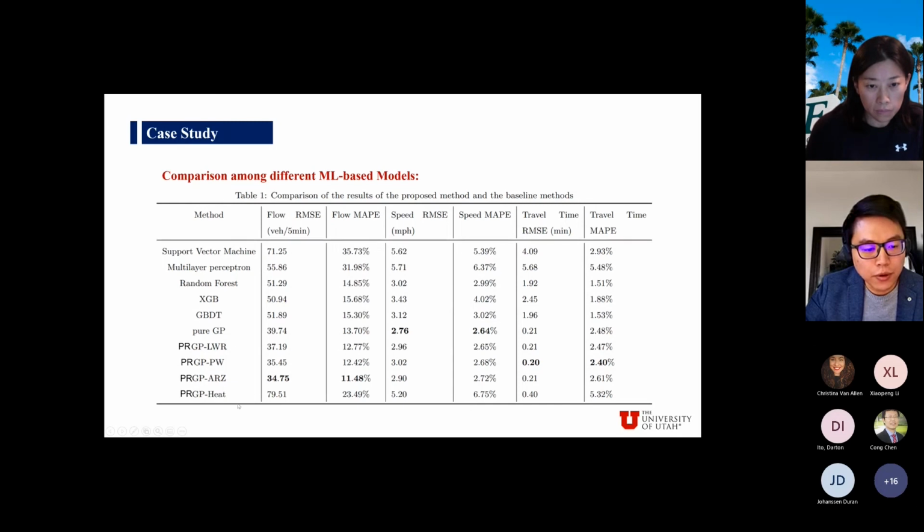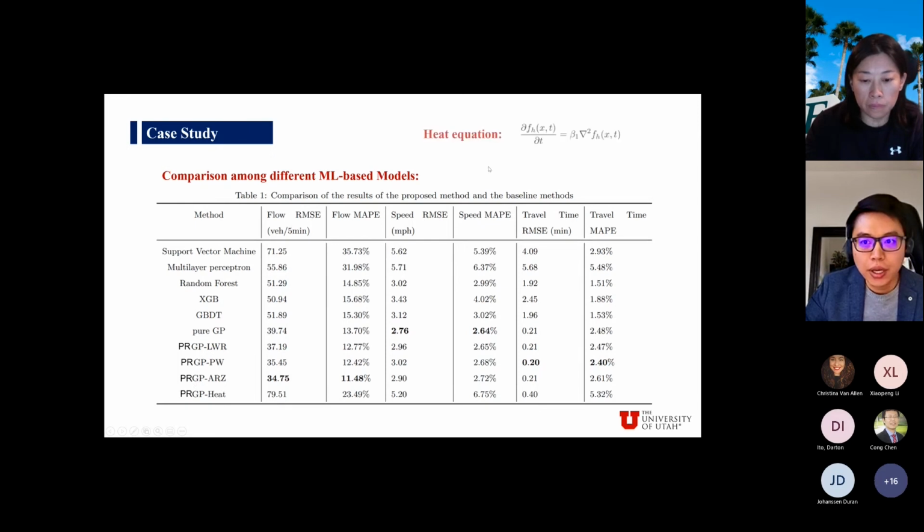encode four different types of traffic flow model into the PRGP. So that gave us four different PRGPs here. The first one is the first order LWR traffic flow model, and the second one is the second order PW and second order ARZ models. These three are the classical first order and second order traffic flow models. So we encode each of them into the Gaussian process. So that gave us three PRGPs.